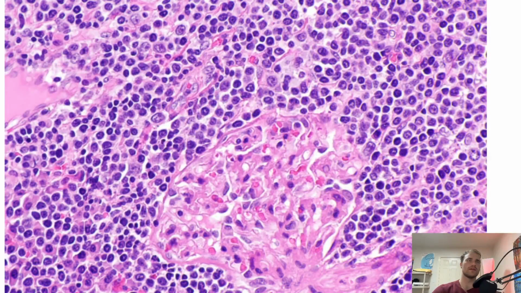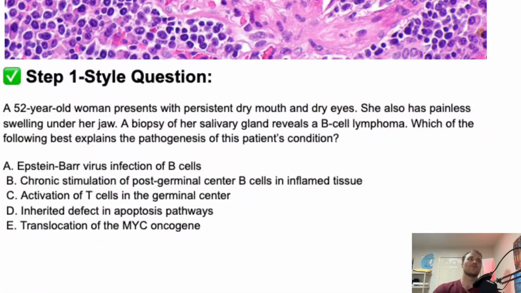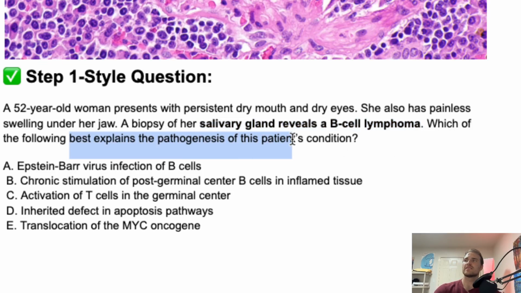What are we looking at? Okay, so marginal zone lymphoma, and it's going to be associated with your chronic inflammatory states. So let's do this practice question. We have a 52-year-old woman presenting with persistent dry mouth and dry eyes. She also has painless swelling under her jaw, and salivary gland biopsy reveals B-cell lymphoma. Which of the following best explains the pathogenesis?